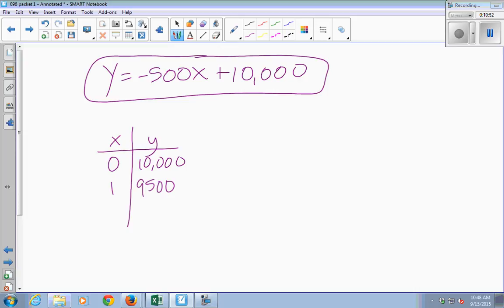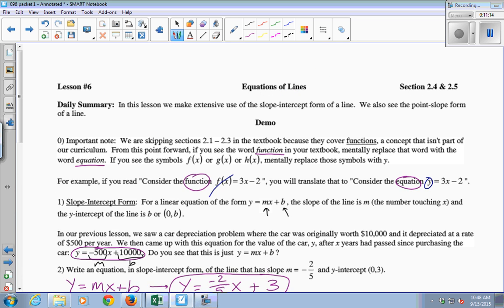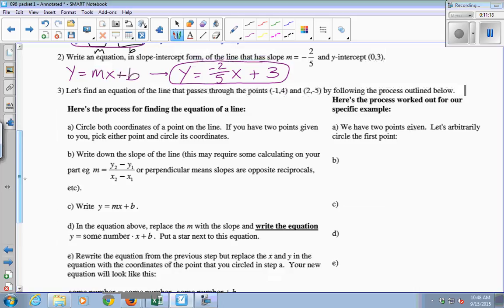Every line can be written with an equation like this. In this case, the -500 was the slope, m, and 10,000 is your starting point, which is your y-intercept, b. We're still going to be talking about slope, just going a step further with it.